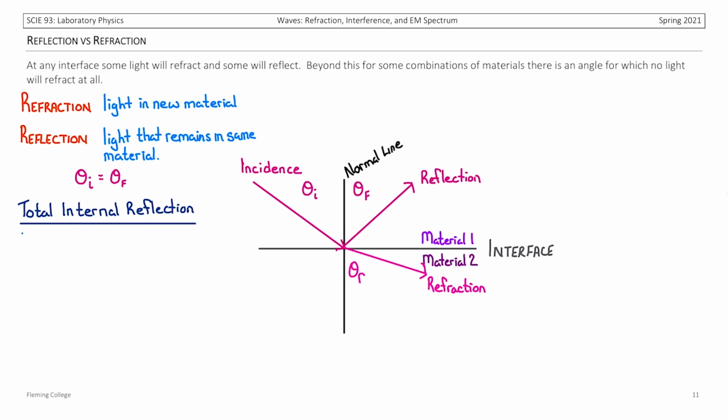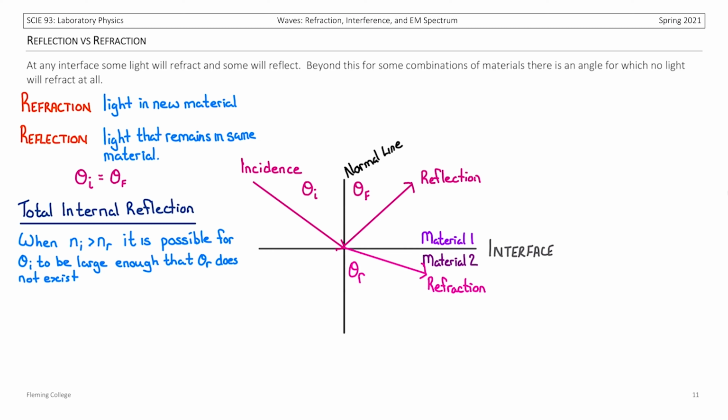When the index of refraction in the material of incidence is greater than the index of refraction in the material of refraction, it is possible for the angle of incidence to be large enough that the angle of refraction does not exist, meaning that all of the light reflects back into the incidence material.